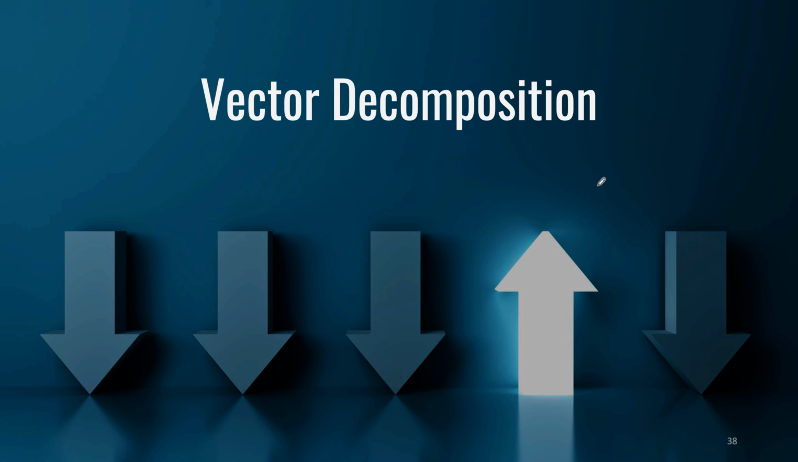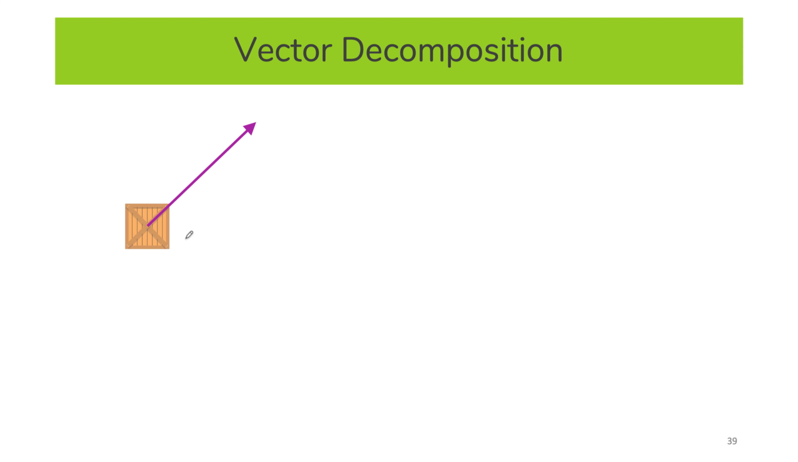In this module, we are going to look into vector decomposition. Let's assume that this box has a force acting on it by this arrow. This is a force vector. I can imagine that there are actually two forces, the blue one and the orange one, acting upon this crate in such a way that their vector sum is the one that we see before.